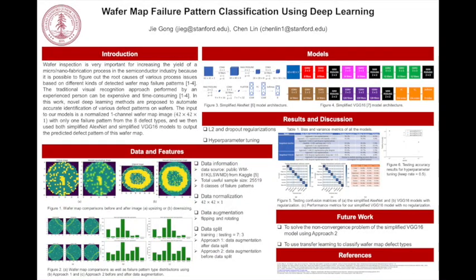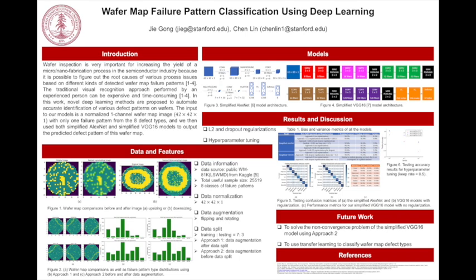Our project is wafer map failure pattern classification using deep learning. We chose this topic mainly because both team members are from a wafer inspection company. Wafer inspection is very important for improving the yield in a semiconductor fab. Based on the wafer failure pattern, it is possible to figure out the root process cause.